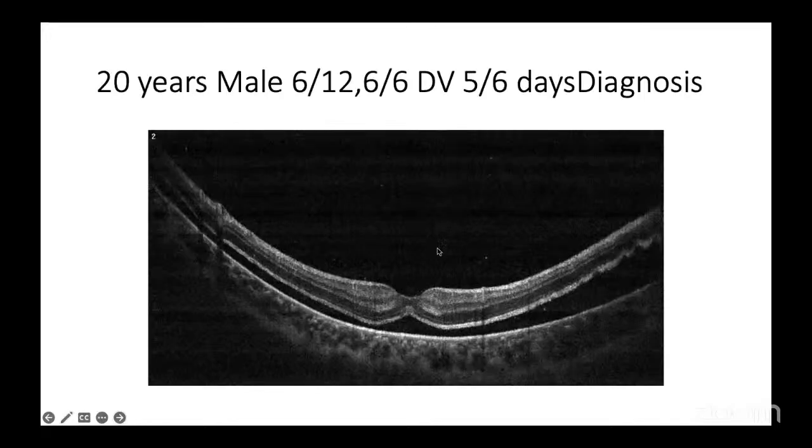This is a 20 year old male with 6/12 vision in one eye and 6/6 in the other eye. He has had a drop in vision for 5 to 6 days. This is his OCT. What is your diagnosis? Anybody, please? The mock exam, please volunteer.